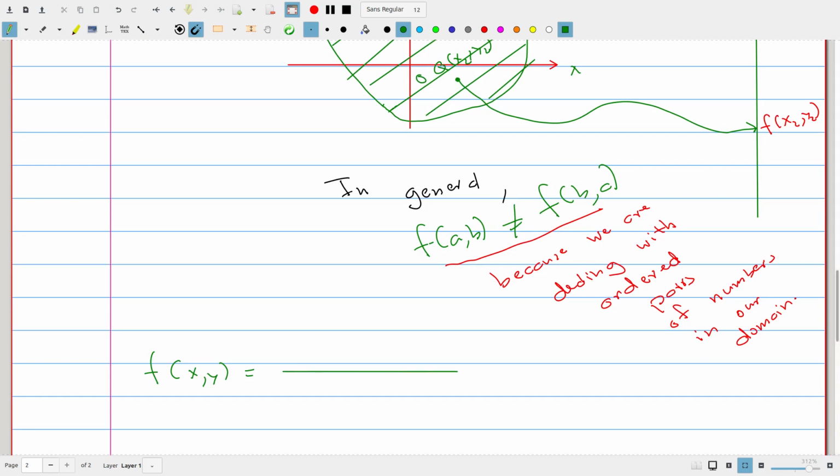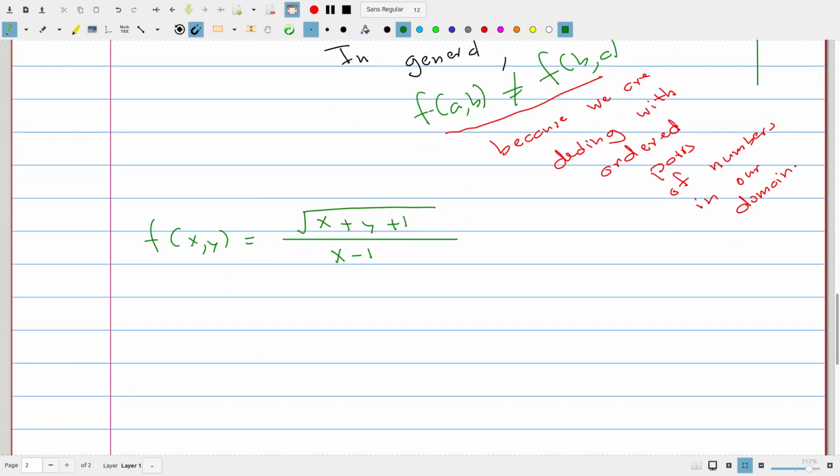f(x, y) equals the square root of x plus y plus 1, divided by x minus 1. How will we calculate its domain? It's a square root in the numerator, and there's a polynomial expression, meaning a linear expression, in the denominator. Because there's an x minus 1 in the denominator, I can safely say that x is not equal to 1. So x equals 1 is excluded from the domain, right?